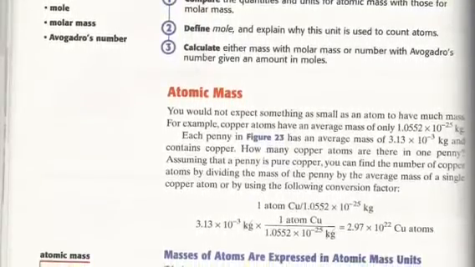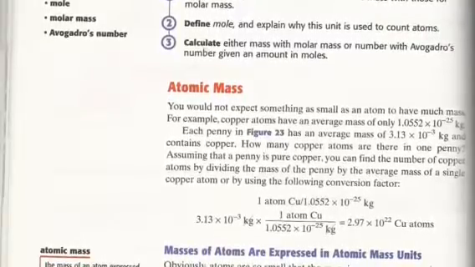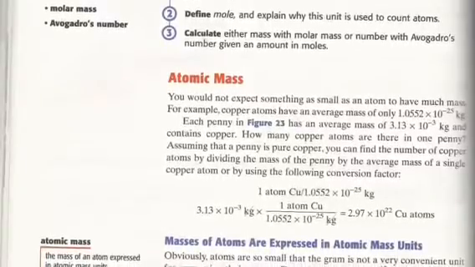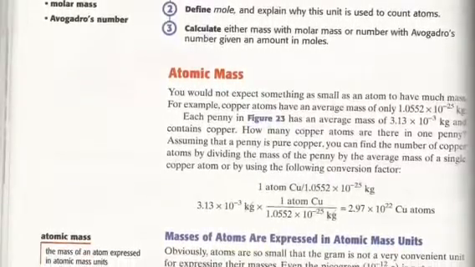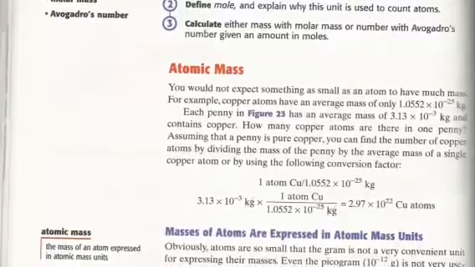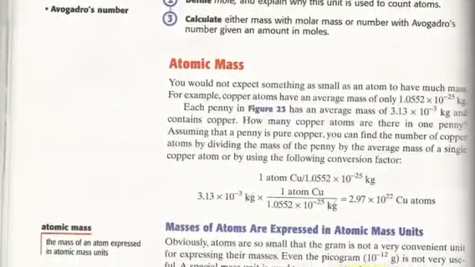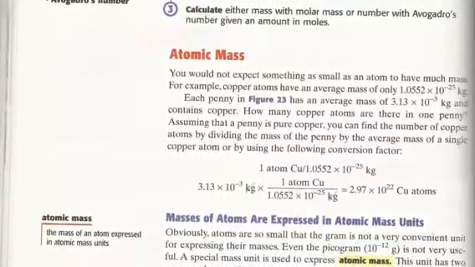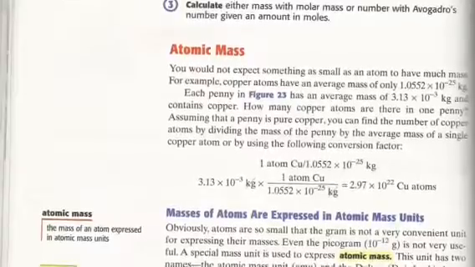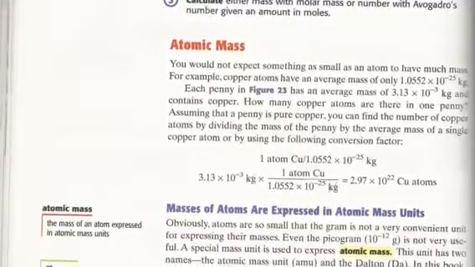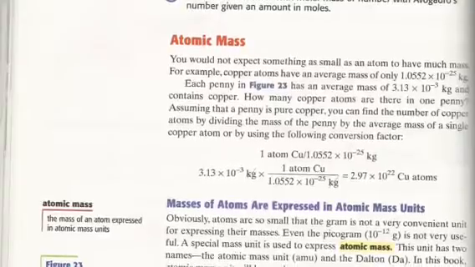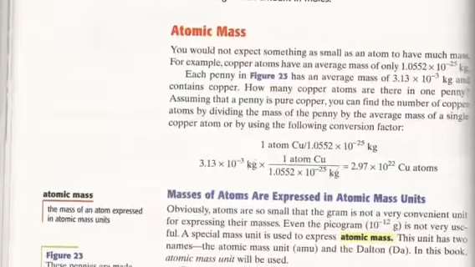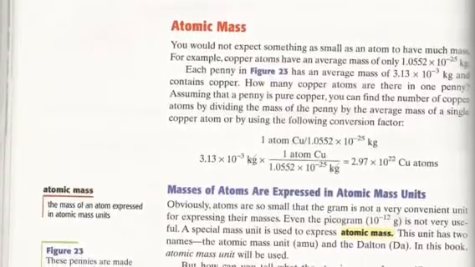Assuming that penny is pure copper, you can find the number of copper atoms by dividing the mass of the penny by the average mass of a single copper atom, or by using the following conversion factor. 1 atom copper divided by 1.0552 times 10 to the negative 25th kilograms. 3.13 times 10 to the negative 3rd kilograms times 1 atom copper divided by 1.0552 times 10 to the negative 25th kilograms equals 2.97 times 10 to the 22nd copper atoms.